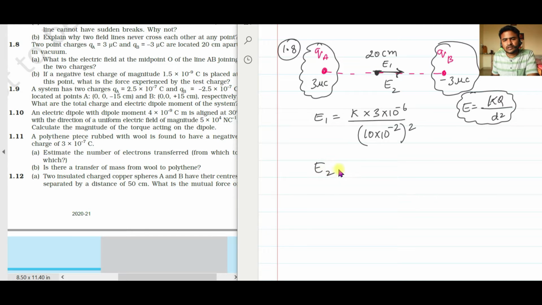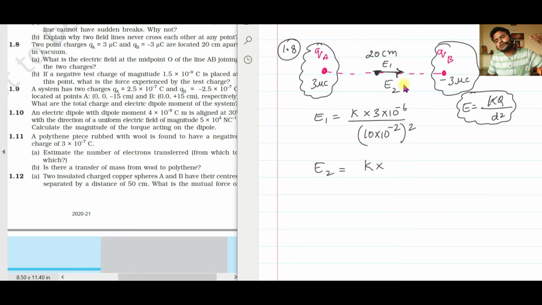And the electrical field due to the negative charge is the same thing, K into the charge. The magnitude of the charge is what I'm considering. Again, I won't be substituting any of these negative signs in the formulas, because the negative sign just helps us understand whether the electrical field is going to be radially inwards or radially outwards. Here, since it's a negative charge, the electrical field due to the negative charge will be radially inwards.